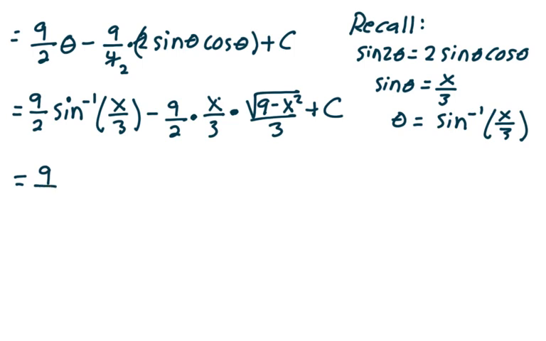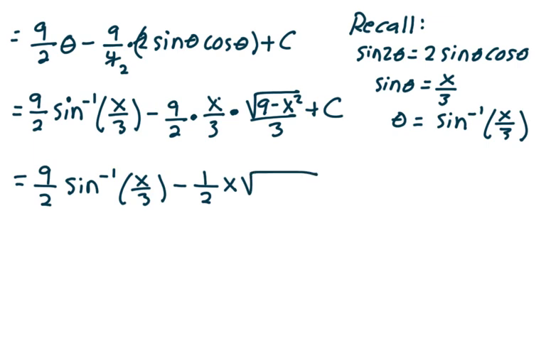And so this is 9/2 arc sine of x over 3 minus 1/2 x square root of 9 minus x squared plus c. And that is example 1. Example 2. Suppose I give you this one.